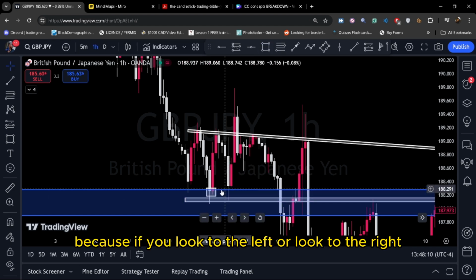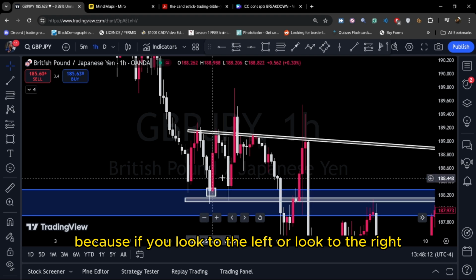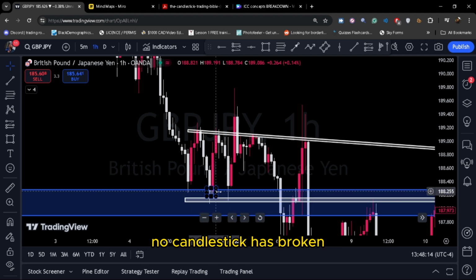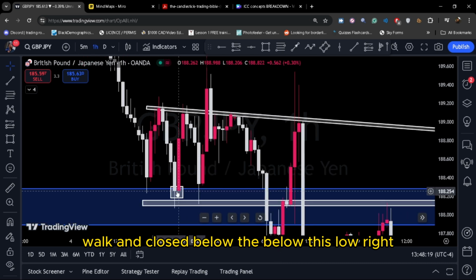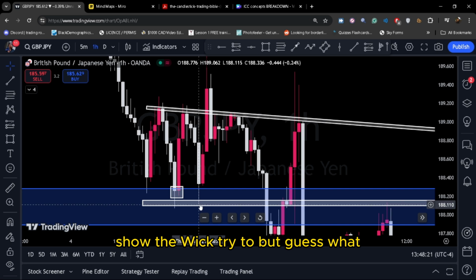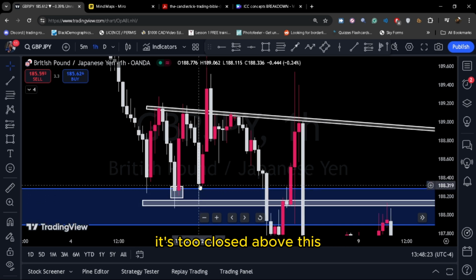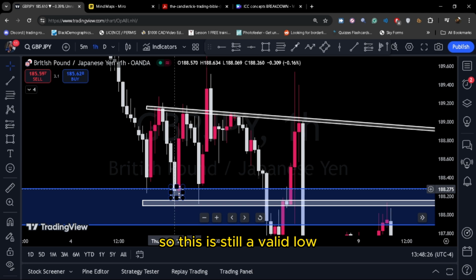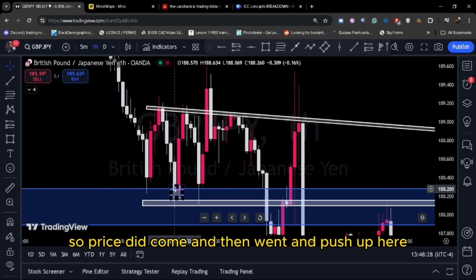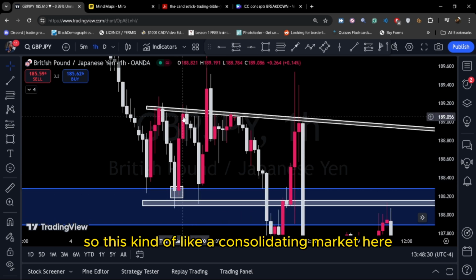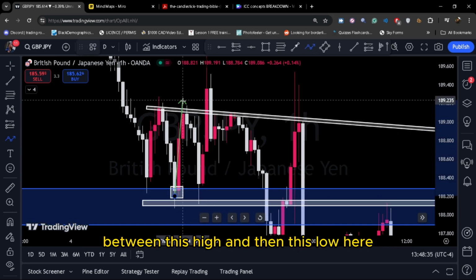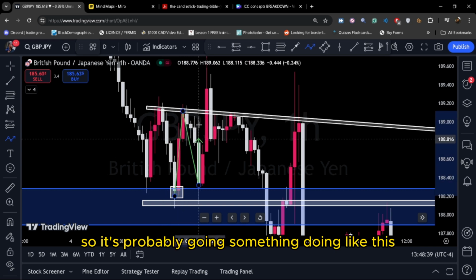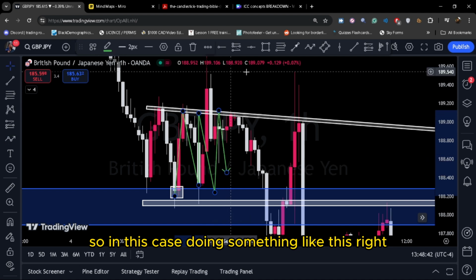Why? Because if you look to the left or look to the right, no candlestick has broken and closed below this low, right? Sure, the wick tried to, but guess what? It still closed above this. So this is still a valid low. So price did come and then pushed up here. This is kind of like a consolidating market, because price is literally going between this high and this low here. So it's probably doing something like this, right?